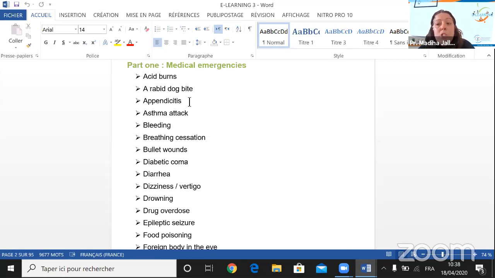It can be used in many words of diseases, like meningitis. Meningitis is inflammation of what? Of the meninges. Meninges, okay. And hepatitis is inflammation of what?